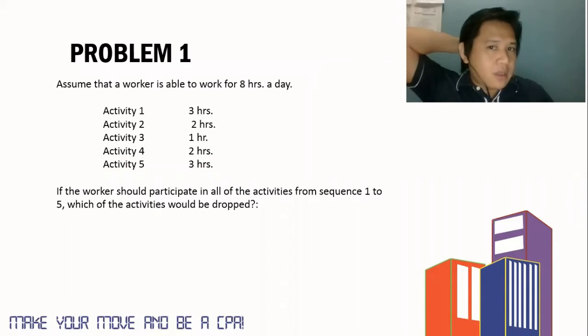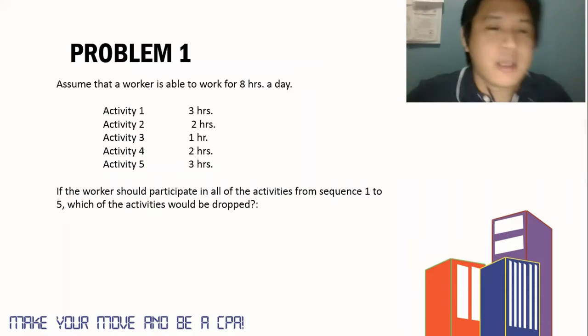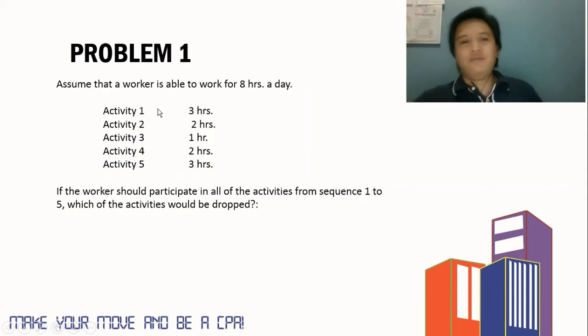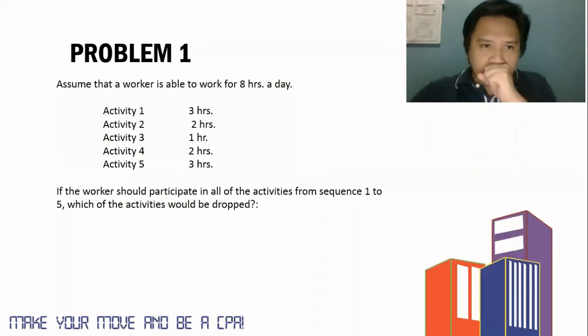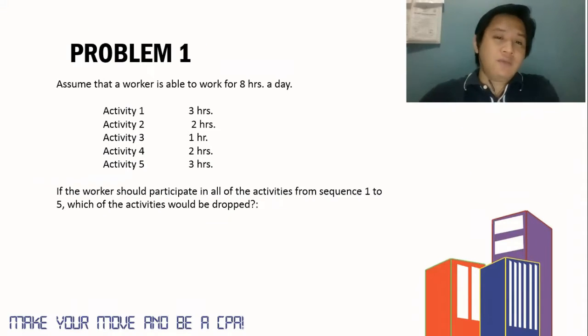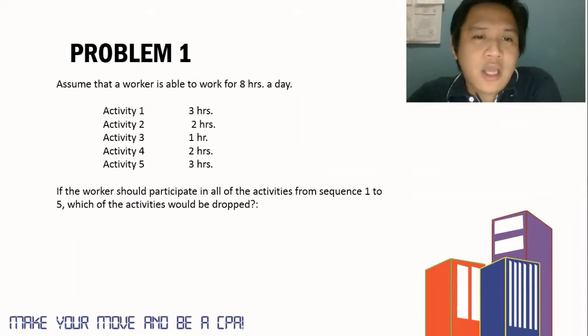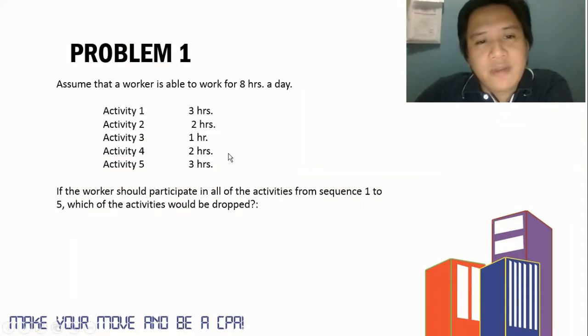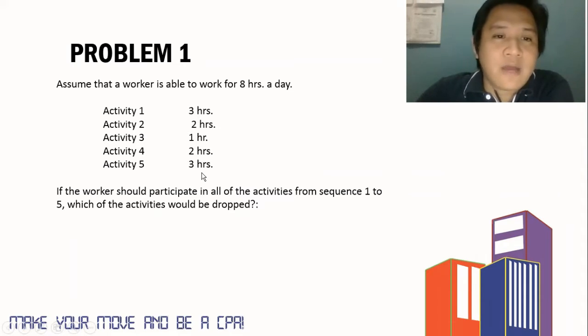Assume that a worker is able to work for 8 hours a day. The information in this problem is given. There are 5 activities with different number of hours. From activity 1 to activity 5: 3 hours, 2 hours, 1 hour, then 2 hours again, and 3 hours. Okay, so the total is what? 5, 6, 7, 8, 11 hours of activity.